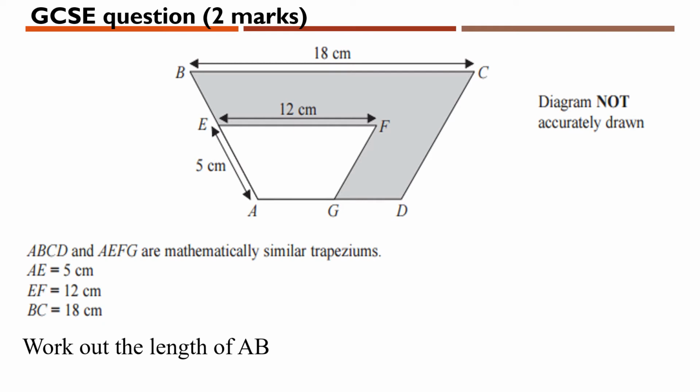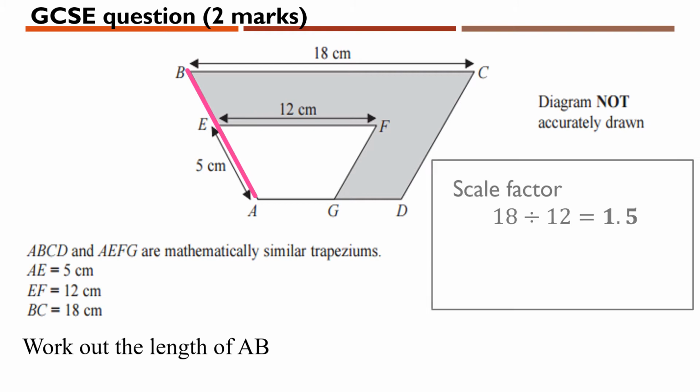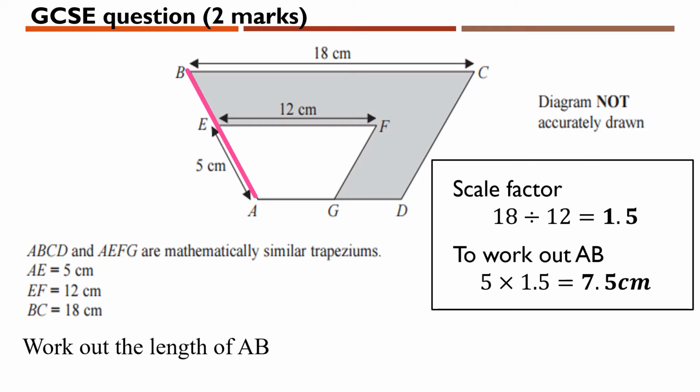Now here's a little just 2 mark GCSE question I found that I thought you might want to have a go at. So have a try at this, again work out the scale factor first and see if you can work out the missing length AB. And in case you can't quite figure out where that is, it's this pink side here. So pause the video and have a go. So to get 2 marks, you should have worked out the scale factor is 1.5, and then to work out AB, you do 5 times 1.5 to get 7.5. Easy.